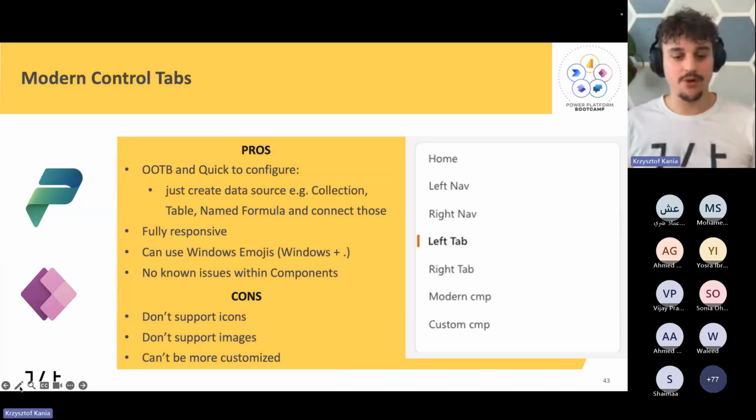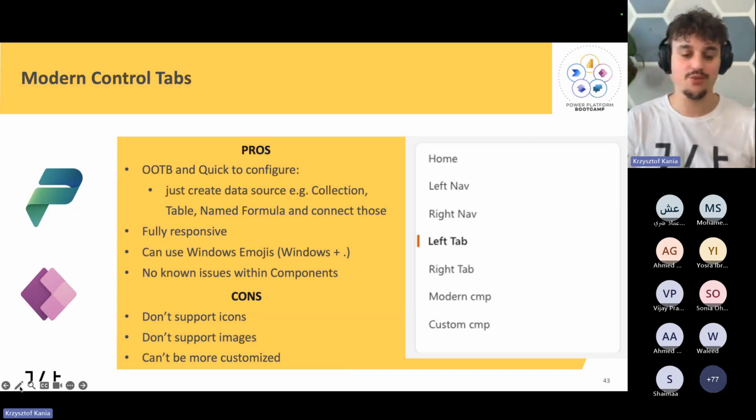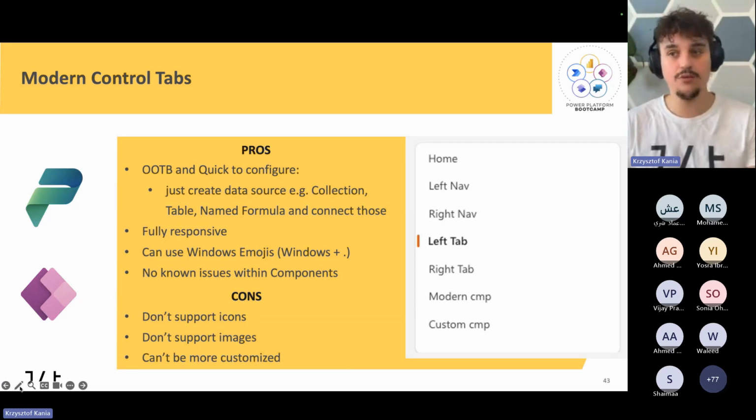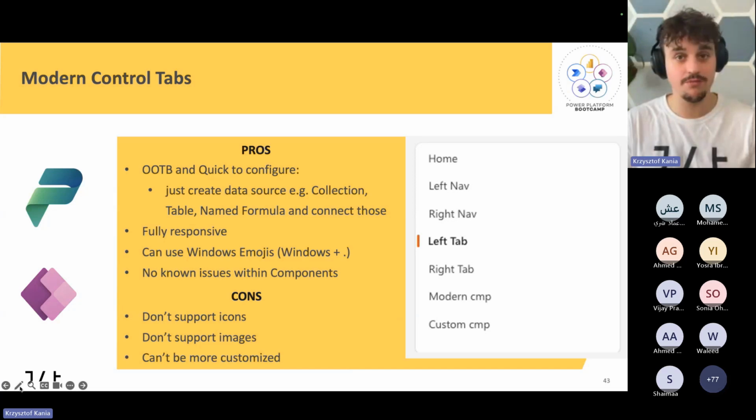So what are the pros? Out of the box, quick to configure, fully responsive, and we can add emojis. The shortcut for emojis, if you're working on Windows, is Windows plus dot, and you will be able to use emojis. And this is a really good pro tip because they also work in Power Automate. You can use them in adaptive cards. So this is really cool if you don't know where to take your emojis or some icons from. It's great.